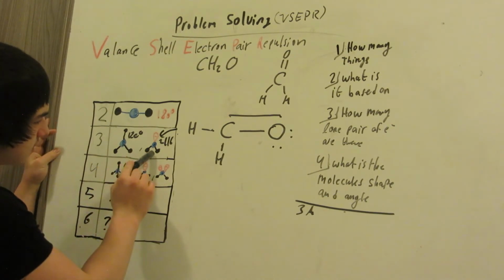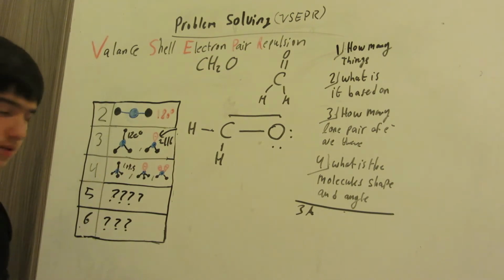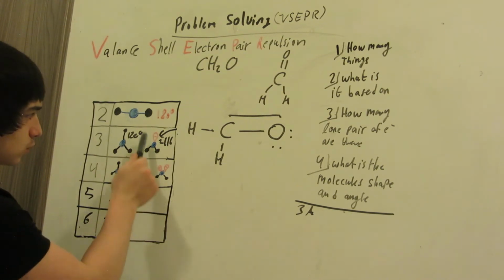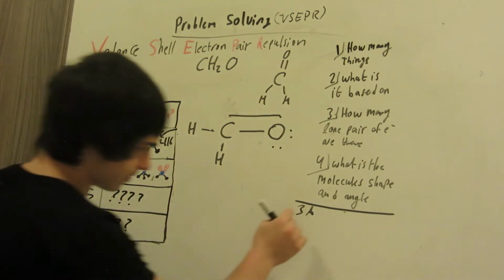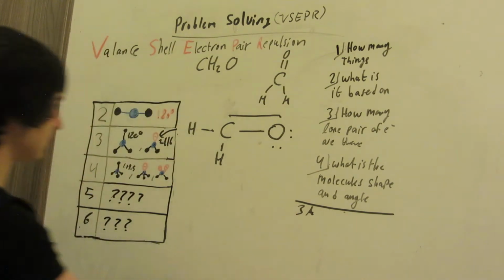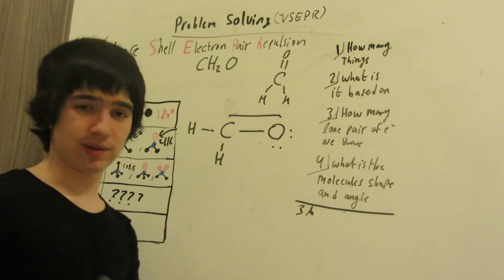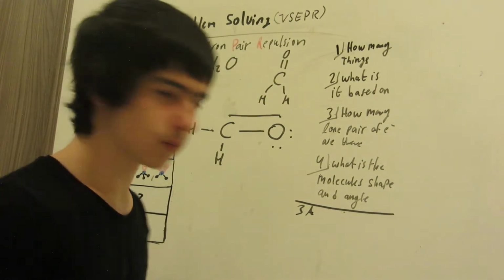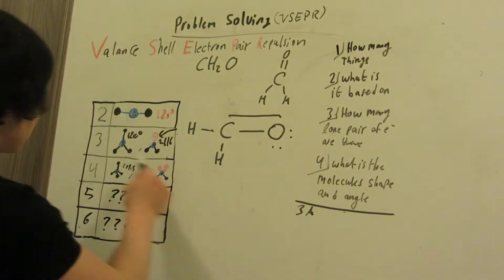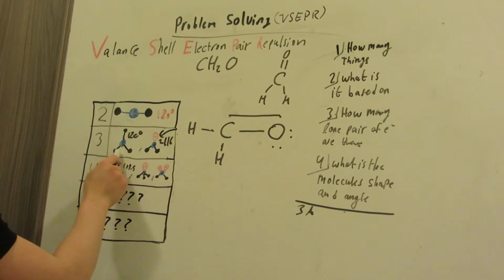Does the bent shape have 3 things? Yes it does, but with 2 atoms and 1 lone pair of electrons. We have 3 atoms and no lone pair of electrons, so we can't just say the lone pair of electrons is an atom because there are none. So we're going to have 3 atoms. So we leave that shape and go to the other one.